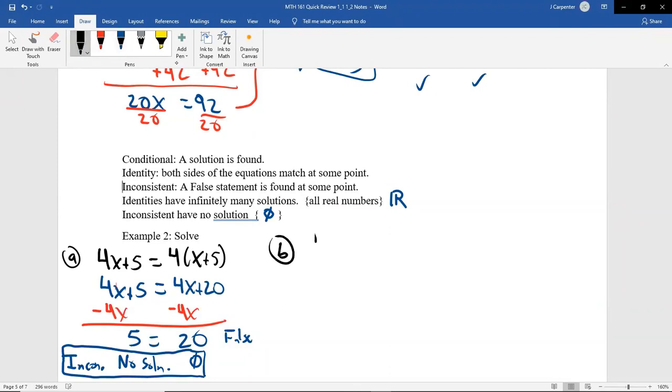Let's do a very, very similar example. 4x plus 20 equals 4 times the quantity x plus 5.